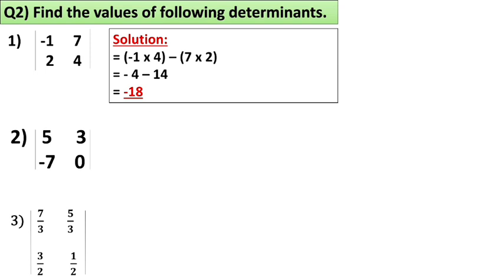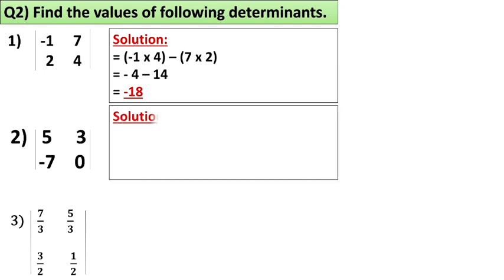The second one is given 5, -7, 3 and 0. So here the solution is 5 multiplied by 0 and minus 3 multiplied by -7. 5 0 is 0 minus 3 7 is 21. But 7 has a minus sign. So here we will write the minus 21. Now open the bracket, minus minus plus. 21 plus 0 is 21.